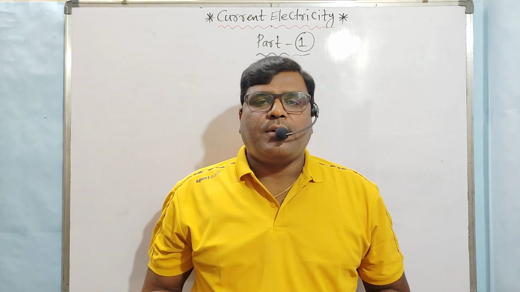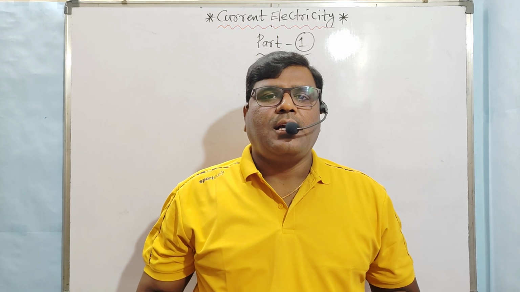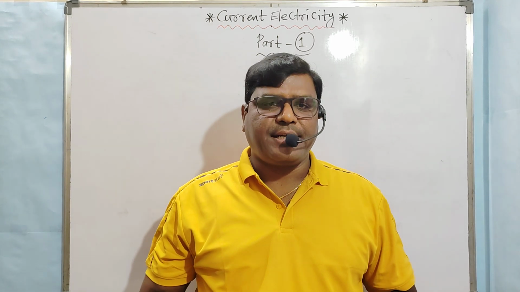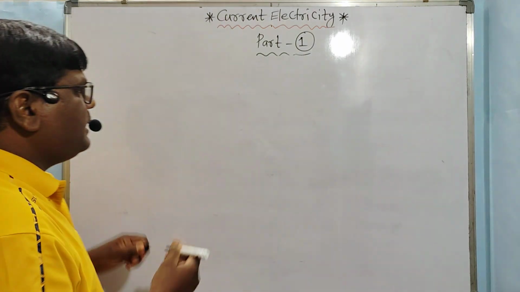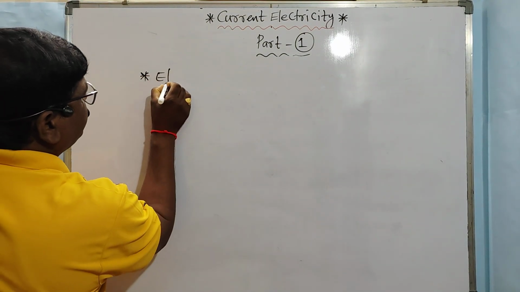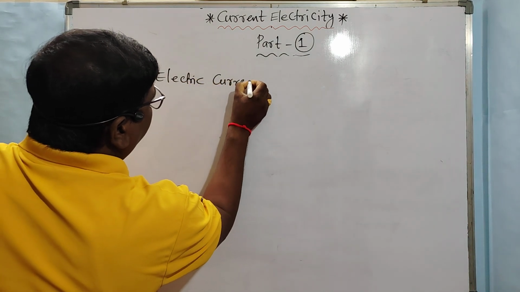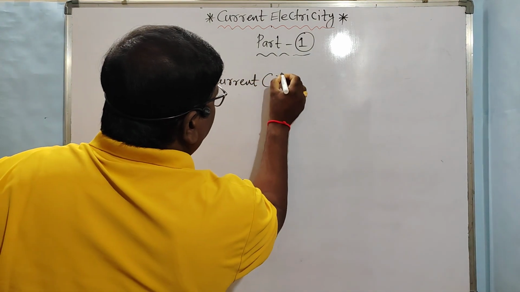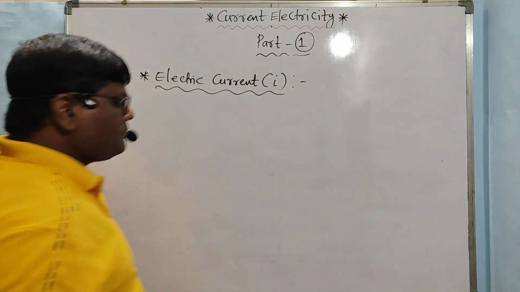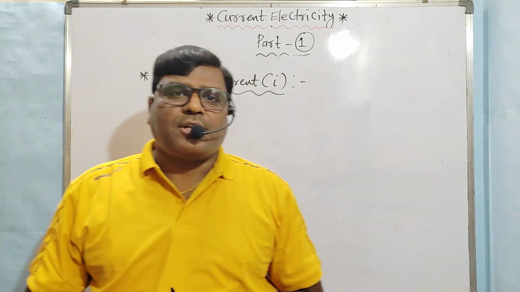Okay, so first we will discuss about the electric current as well as average electric current and instantaneous electric current, right? So generally first we will discuss about the electric current. It is denoted by small i or capital I also. So actually what is the electric current? What is the current actually?